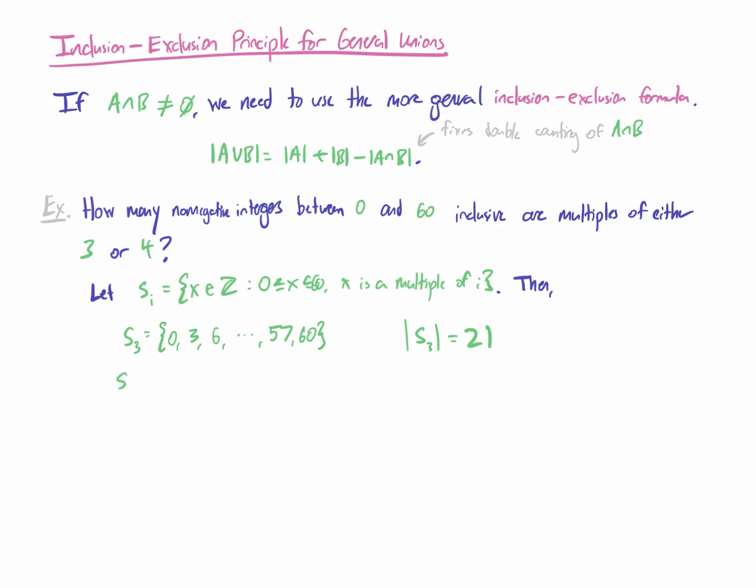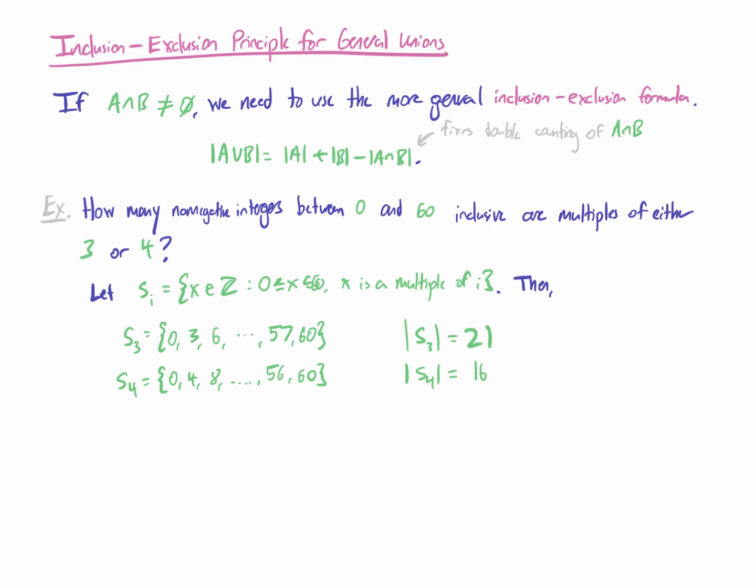Now, if we look at S4, the set S4 contains all the multiples of 4, so it's going to look pretty similar. 0, 4, 8, and so on, up to 56 and 60. Here, similarly, the size of set S4 is going to be 15, which is 60 divided by 4, plus 1 to account for 0. So the size of S4 is going to be 16. And you'll already notice that these sets are not disjoint. So I have a 0 that's in both of them. I have a 60 that's in both of them.